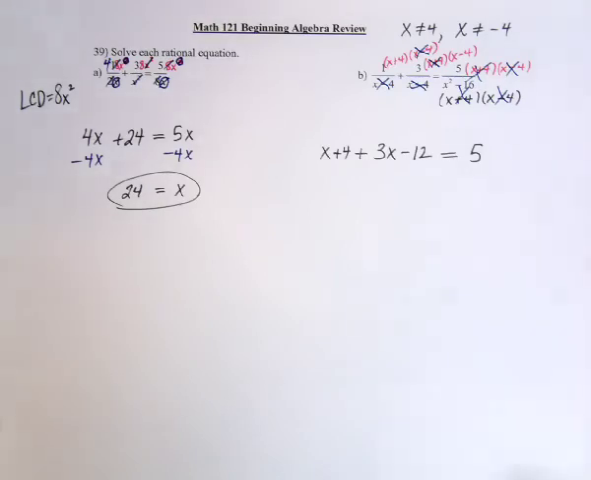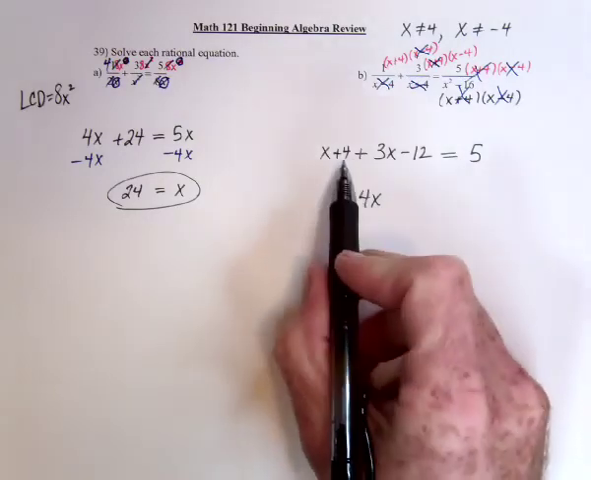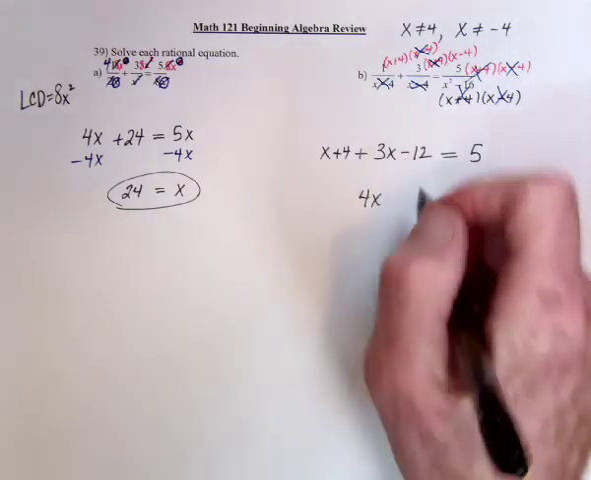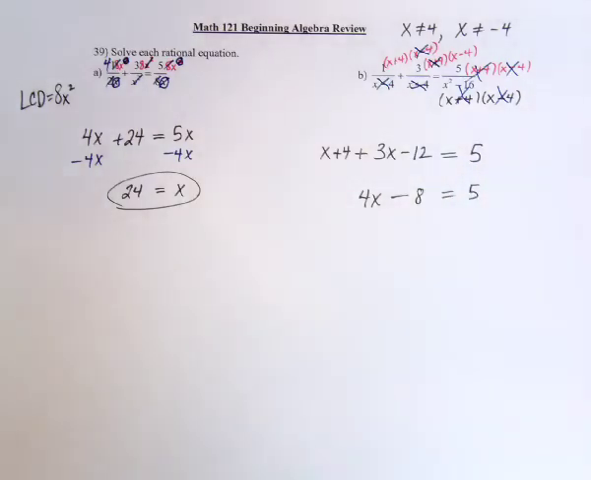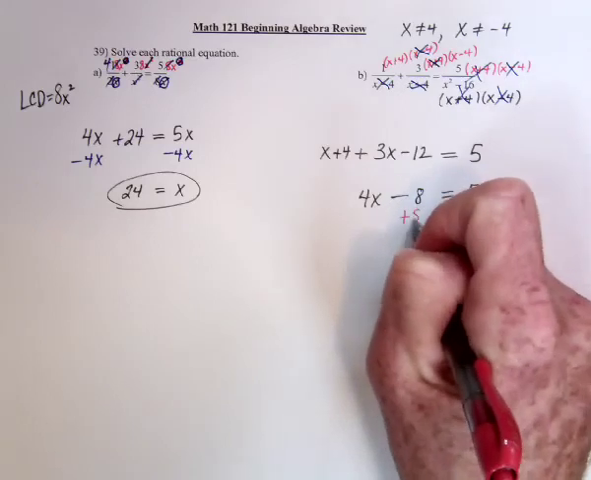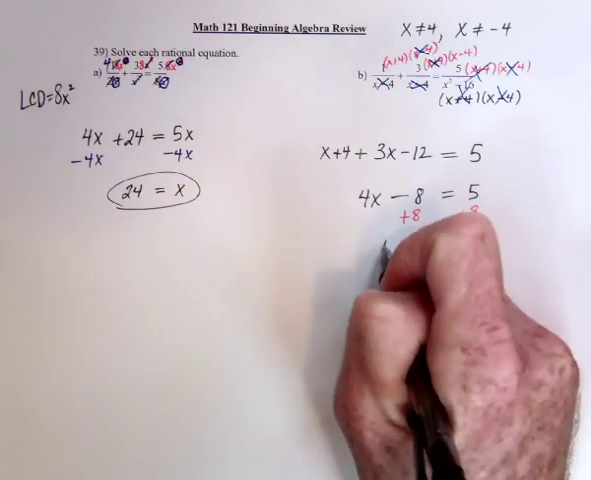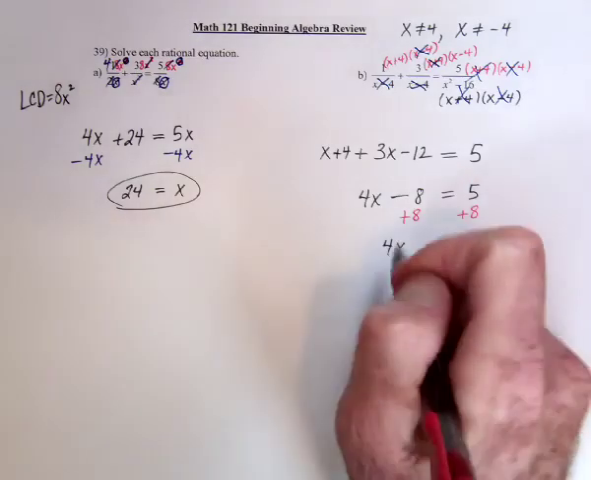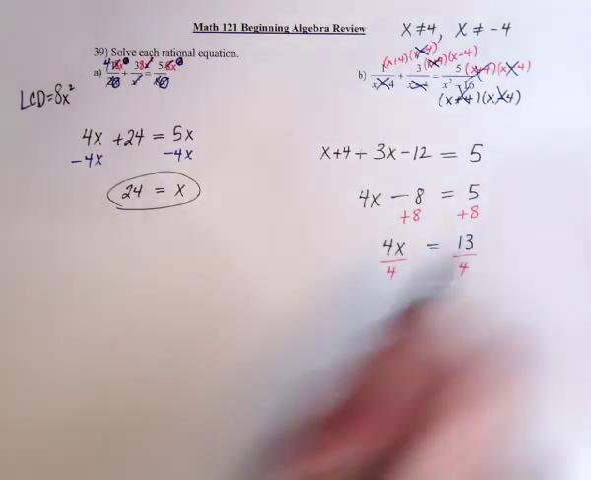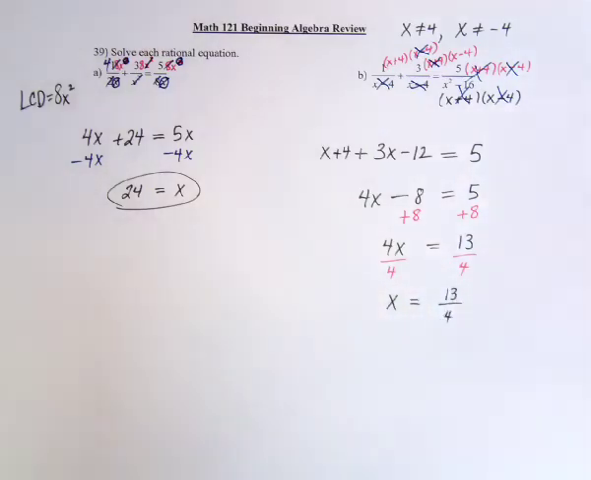Okay, combine like terms, so there's x and there's 3x makes 4x. There's positive 4 and negative 12 makes negative 8. And then just 2 more steps. Add 8 in order to start isolating the x. So 4x equals 5 and 8 is 13. And then divide by 4. And it leaves x is equal to 13 over 4, which cannot be reduced.